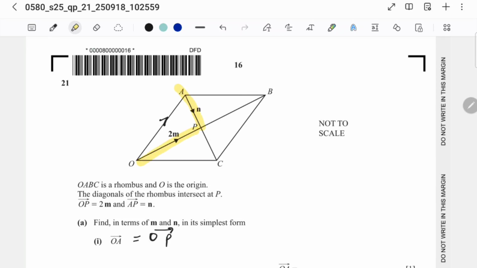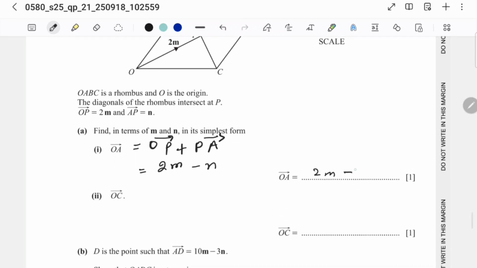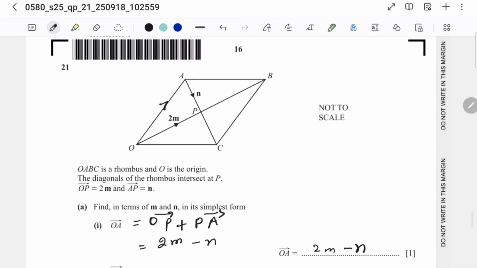OA is equal to OP plus PA. Alright, so OP plus PA is equal to 2m, and it is in the opposite direction, that's why we are writing down n. The next is OC, O to C. O to C is required, and we know that it is 2m minus n, and this is equal to 2m minus n here. Alright, so we are going to find out the value of O to C.